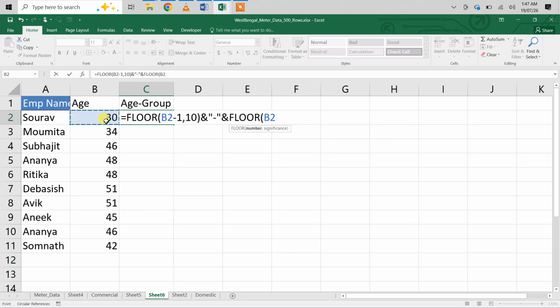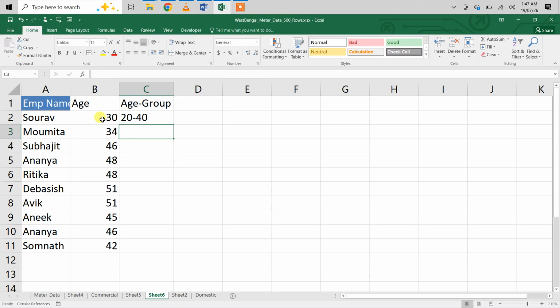So this value is added up with 1, comma, and again multiple of 10 plus 10. So B2 plus 1 means 31, the multiple would be 30, plus 10 means 40 would be the answer, 30 to 40. So 20 to 40, okay, fine, it's 22 to 40.